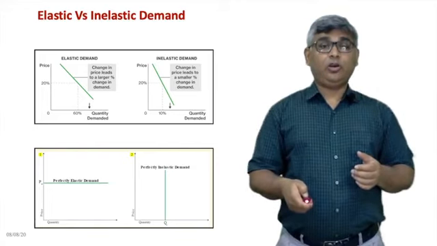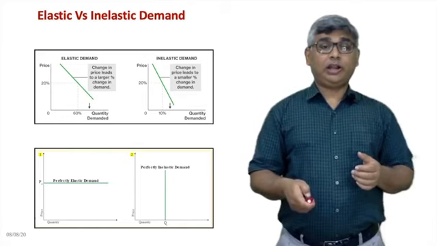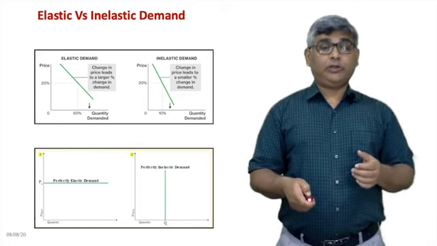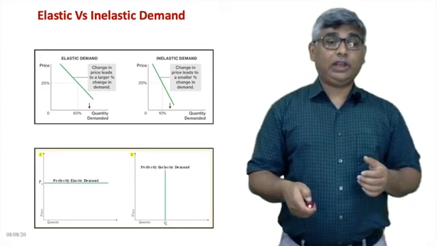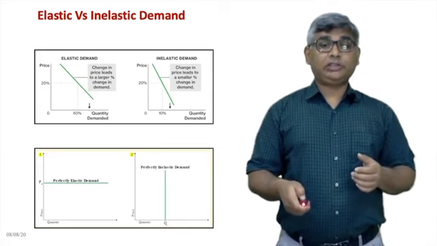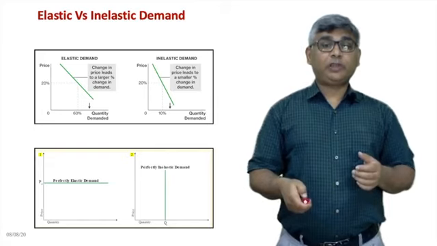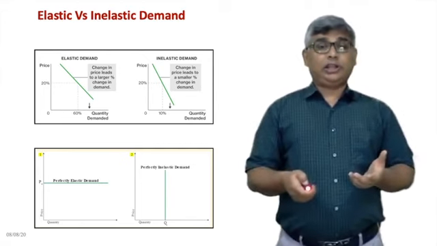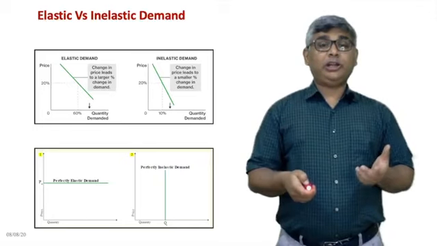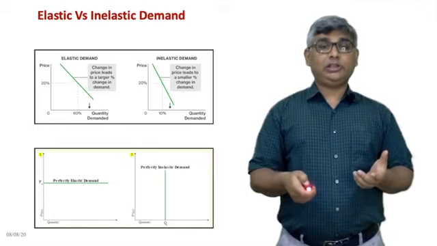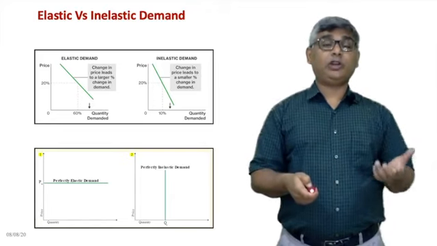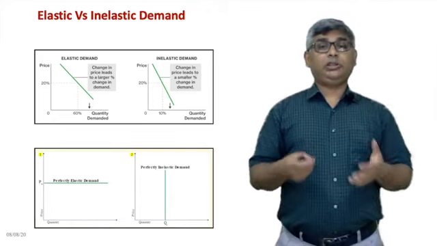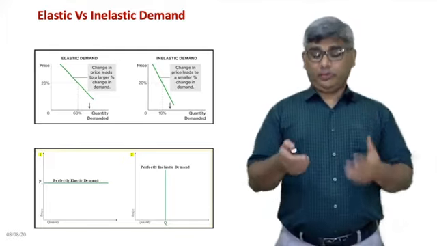Ideally, this is the case of perfectly elastic demand. It is a line horizontal to the x-axis, which means the demand increases at the fixed price. And this is the case of perfectly inelastic demand, where the quantity remains fixed irrespective of the price. And this is the realistic case: there is not much change in the demand with respect to price, so we say this is inelastic demand, and where there is large fluctuation in demand with respect to price, this is known as elastic demand.